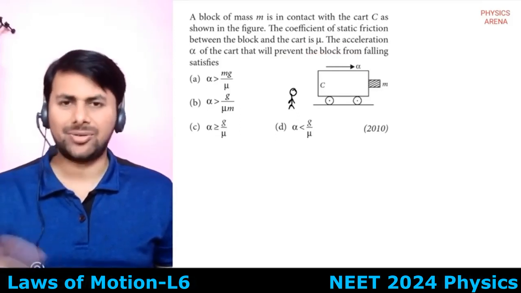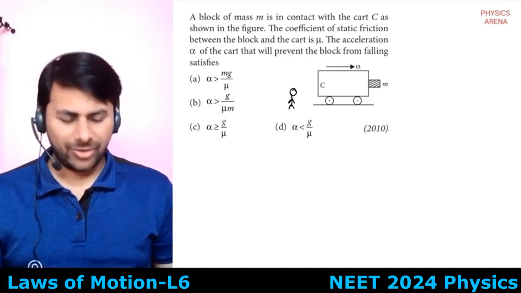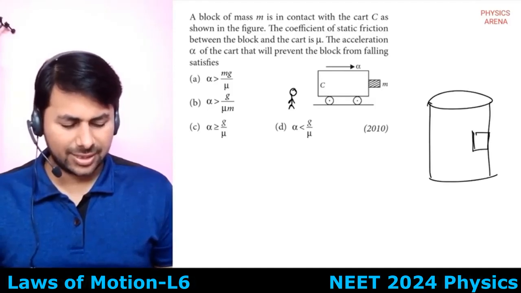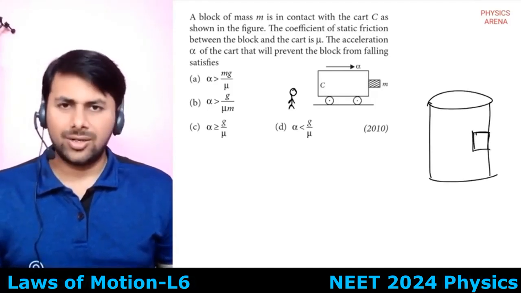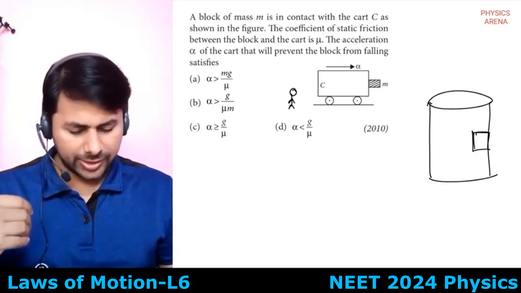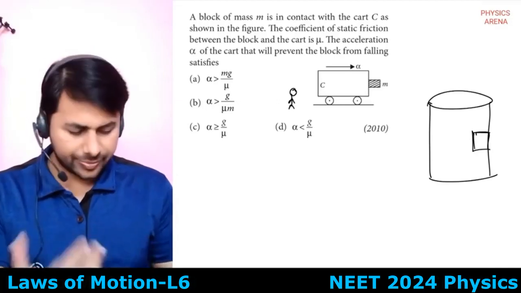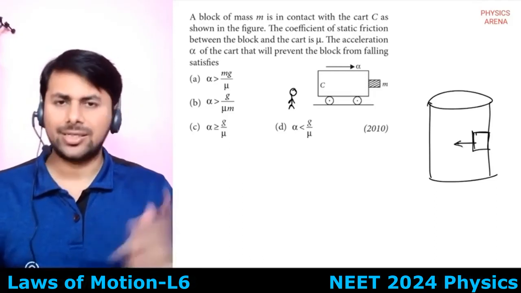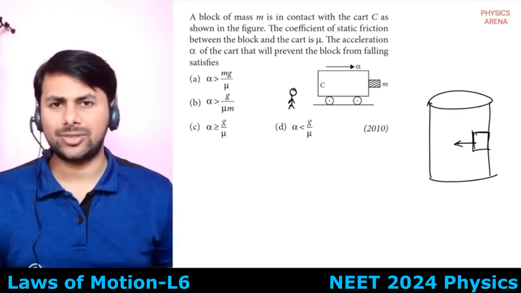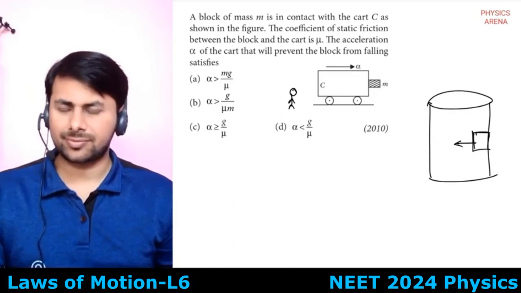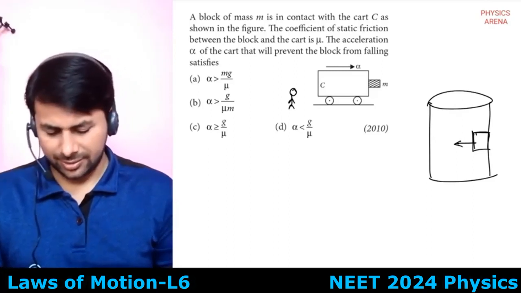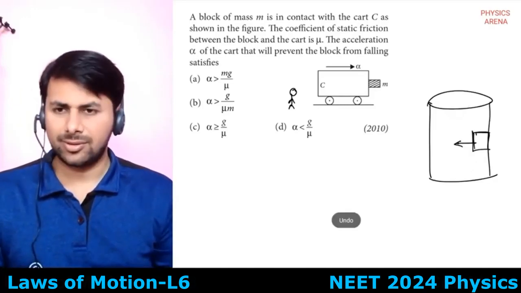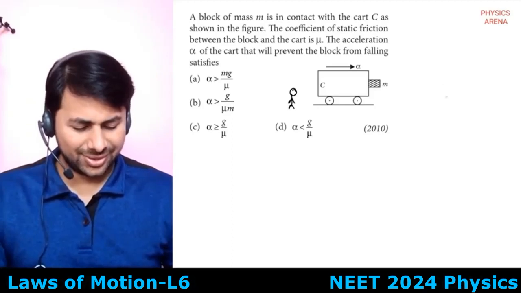We had solved a similar question yesterday. There was a cylinder and there was a mass inside that cylinder, a weight, which was touching the wall of the cylinder, and the cylinder was rotating. With what acceleration should it rotate such that this mass does not fall down? This was the question, right? It's similar. What will that acceleration do?